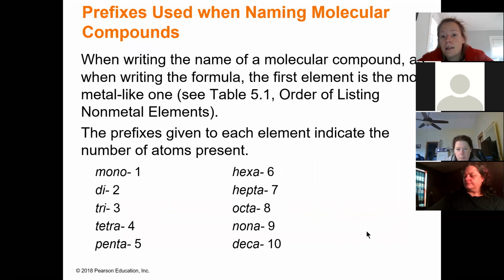So here are the prefixes. You want to know them or have them accessible. 1 is mono, 2 is di, 3 is tri, like a tricycle, 4 tetra, like a tetrahedral, 5 penta, pentagram, 6 hexa, hepta, octa, nona, deca. You're not going to see anything past 10. This has nothing to do with charge. It has to do with how many of each you have.